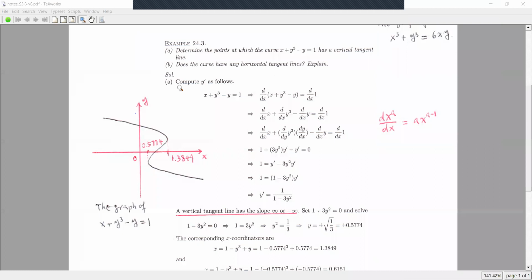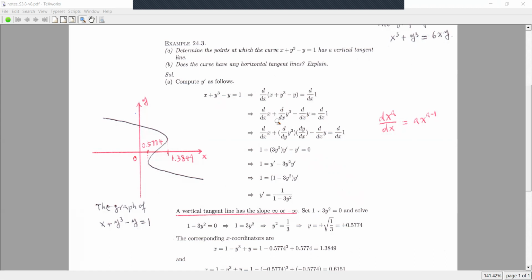To find a vertical tangent line, I compute the derivative because the derivative is the slope of a tangent line. This is the given equation. Take the derivative on both sides of this equation, then I have this equation. Apply the summation and subtraction formulas to this derivative, then I have this equation.